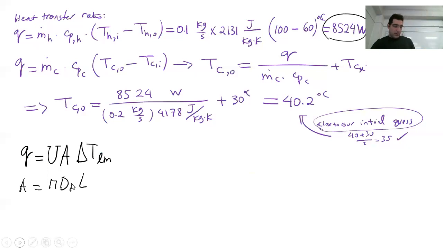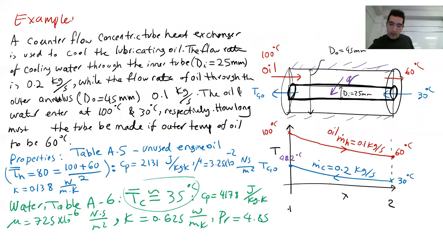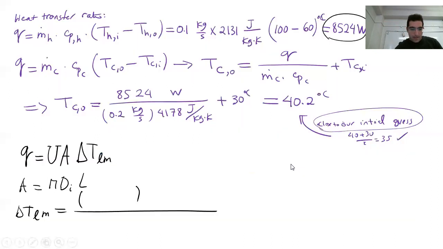So this is our area. Let's talk about log mean temperature difference. What is delta T_LM? Delta T_LM is based on the temperature difference at location one. What is it, delta T1? If I go one step back, at location one, you have 100 minus 40.2, or hot fluid inlet minus cold fluid outlet.